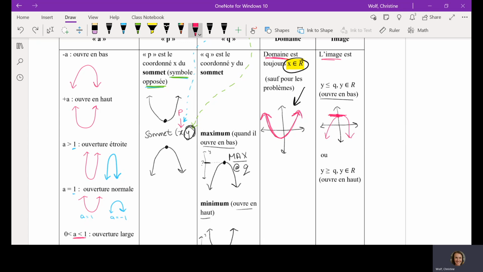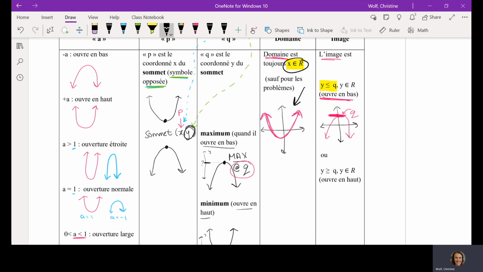So pour l'image, excuse, on sait que la valeur ici, that's our Y value, but I just explained over here, that's actually Q, right? So quand vous avez une parabole qui ouvre en bas comme ça, tout ce qu'on dit pour l'image, c'est que Y est plus petit que ou égal à Q, right? So if this is Q, our graph only is lower than that, or less than that, or equal to, because it passes right through that point.